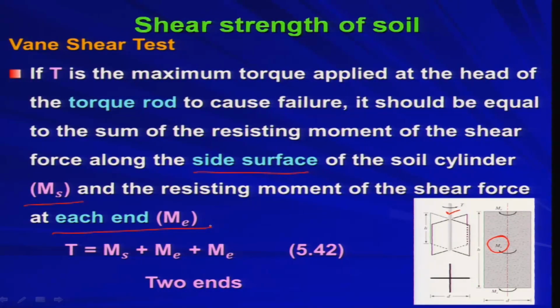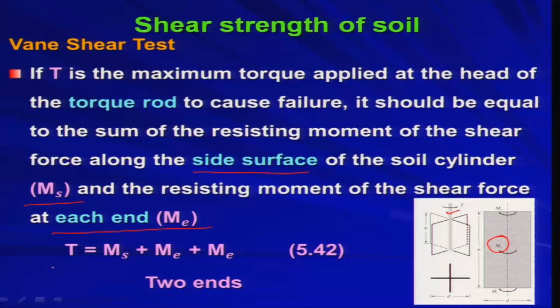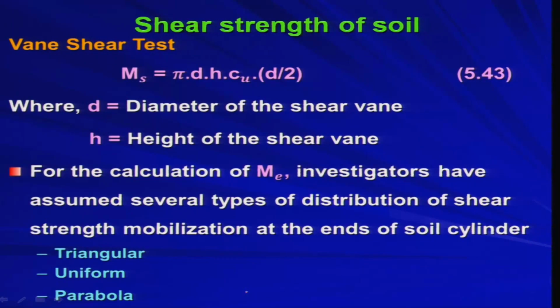Okay. So, you will be getting the resistance developed at the top of the vanes, at the bottom of the vanes, as well as the side of the vanes. Therefore, T is equal to Ms plus Me plus Me. So, Ms is coming from the side, Me is coming from the top, and Me is coming from the bottom, because you have two ends, right.